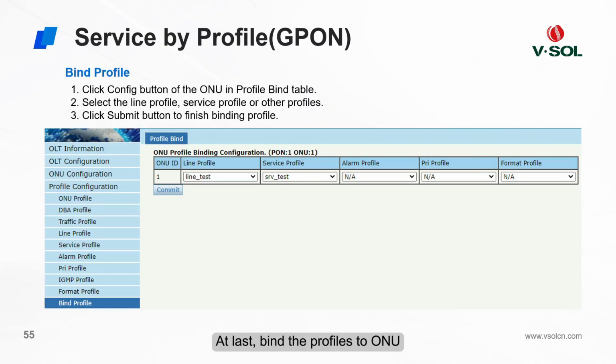At last, bind the profiles to ONU. First, click Config button of the ONU in Profile Bind table. Second, select the line profile, service profile, or other profiles. Third, click Submit button to finish binding profile. That's all for PON profile configuration. There are other profiles, use them according to different scenarios.